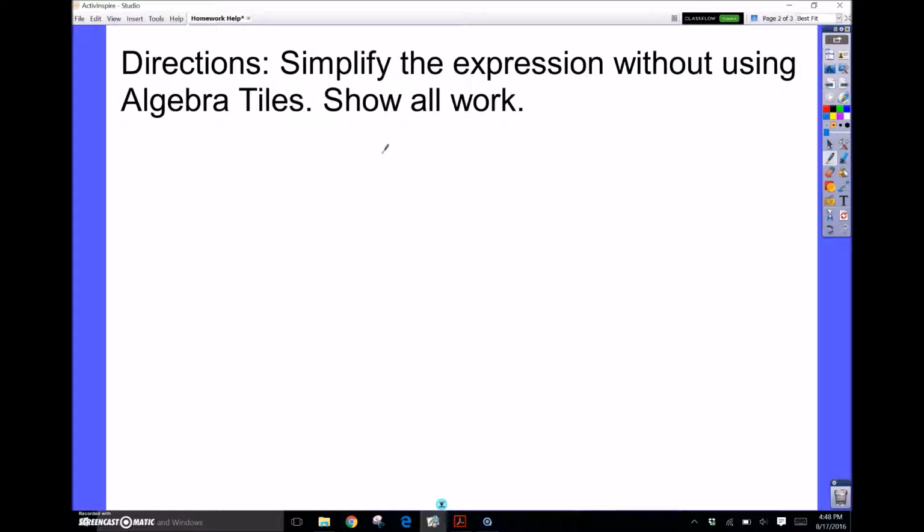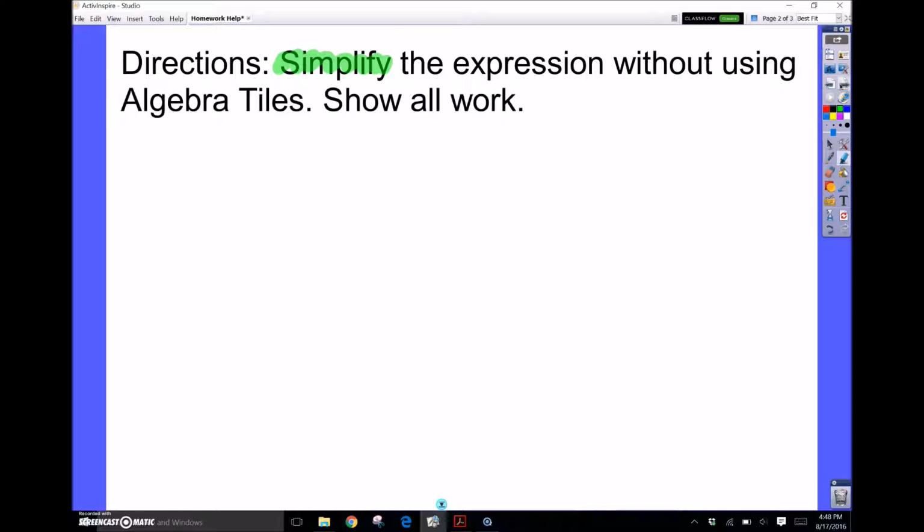Here the instructions say simplify the expression without using algebra tiles. Show all work. Now the key word here says simplify. This is important because when we think about math, we usually want to solve a problem. We want to get an answer. But here, simplify doesn't really mean that. It means here's going to be an expression. Combine as much stuff as you can until you can't combine anything more.